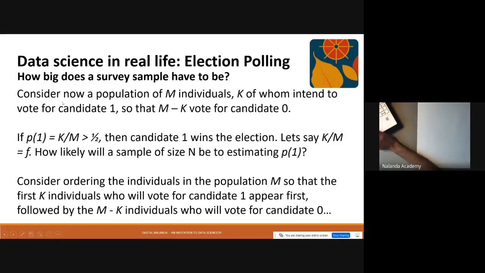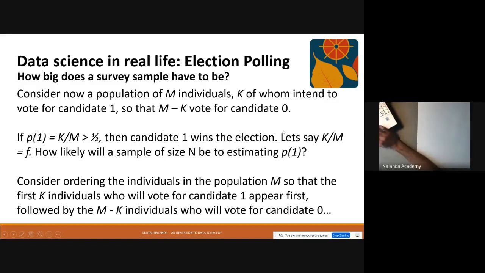Okay, so let's do this thought experiment. Consider a population of m individuals. m is a big number, and k of whom intend to vote for candidate 1. So that means m minus k will vote for candidate 0. The proportion of people that will vote for candidate 1 is k divided by m, where m is the total population. If this number exceeds a half, then candidate 1 wins the election.